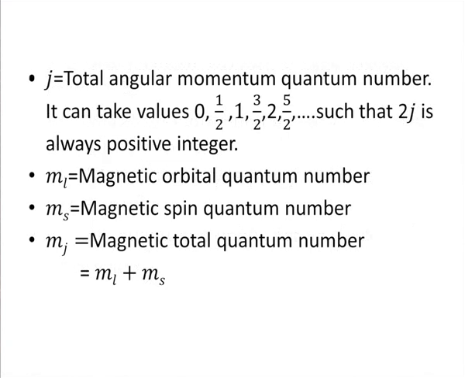Small j is the total angular momentum quantum number, it takes values 0, half, 1, 3 half, etc. 2j is a positive integer. mL is the magnetic orbital quantum number, mS is the magnetic spin quantum number, and mj is the magnetic total quantum number, it is mL plus mS.